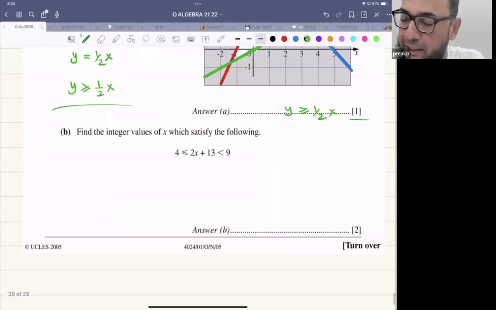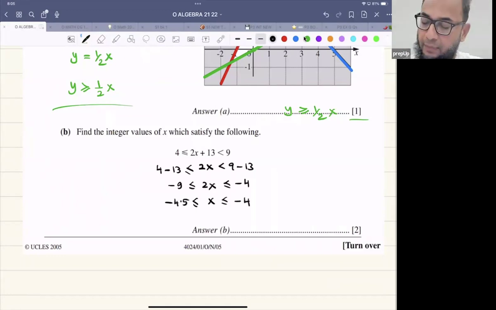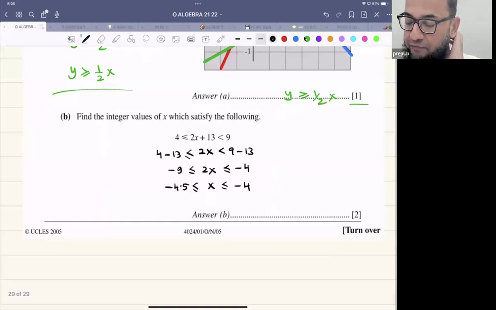And last, a simple inequality in which you have to make x the subject. 2x lies between 4 minus 13, 9 minus 13. 4 minus 13 is how much? Negative 9. 9 minus 13 is how much? That is negative 4. Divide by 2, we get 9 over 2, which is negative 4.5, and this is negative 4. Find the integer values of x which satisfy the following inequalities.